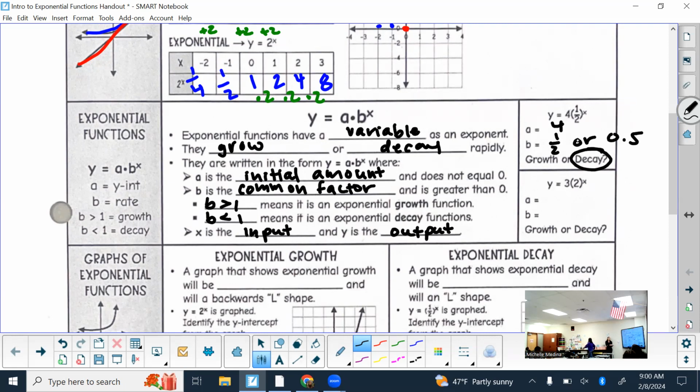Gianna R, for the one underneath it, what's my a value? And what's my b value? 2, good. Maya, I don't remember your last name, Maya K., growth or decay for this one? Growth, good, because our b value is bigger than 1. Questions?